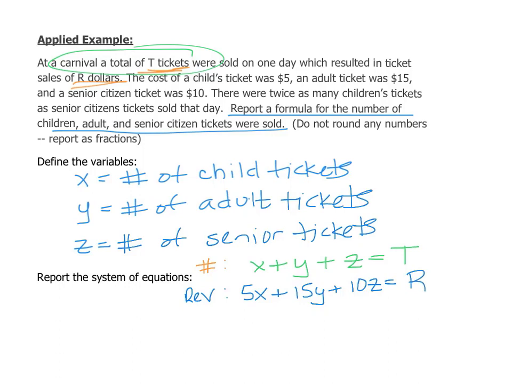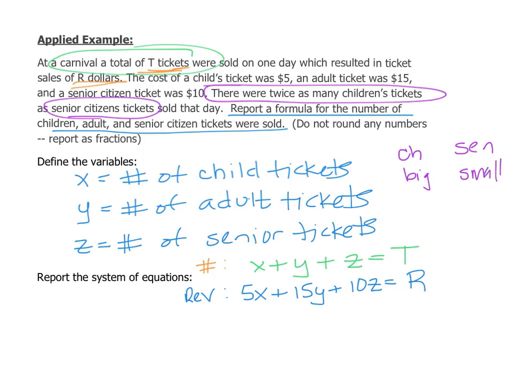And then our last formula is a relationship. It says there are twice as many children's tickets as senior citizen tickets. The children's tickets are the bigger number, and the senior tickets are the smaller number. When we see the word twice, that usually means we're going to multiply by 2. So we multiply the smaller number by 2. Children's tickets is x, senior tickets is z. So our relationship equation is x minus 2z equals 0.